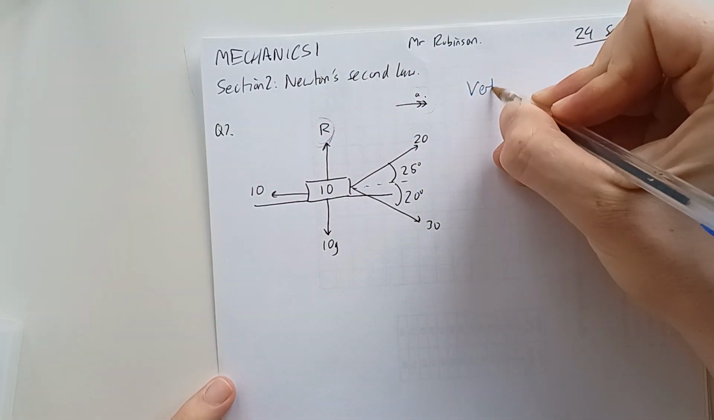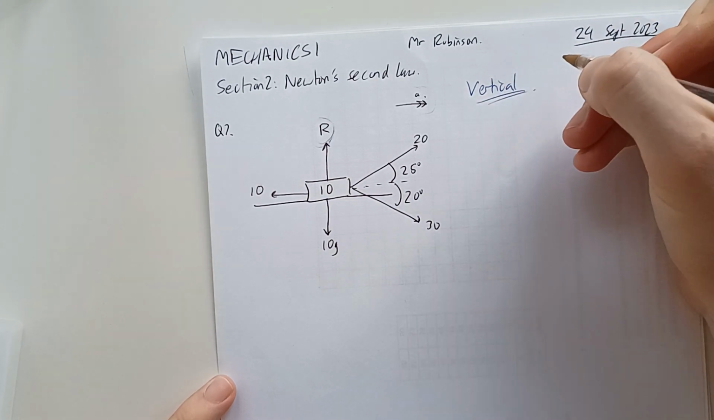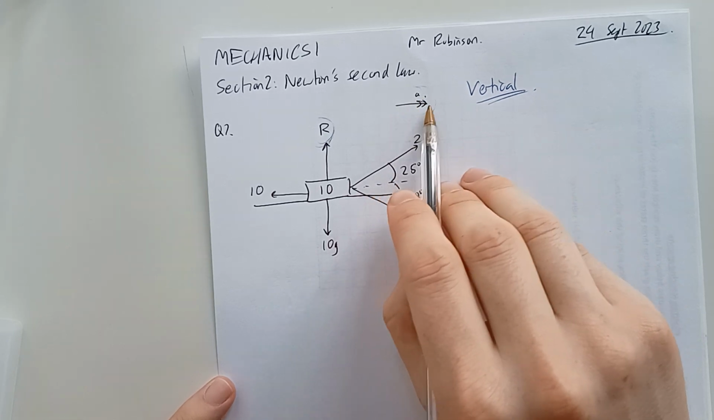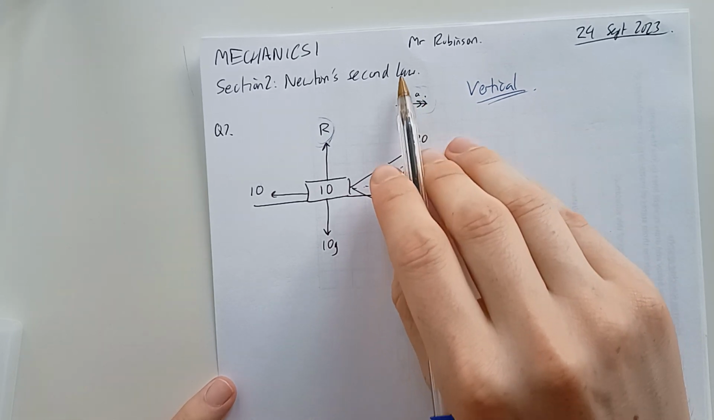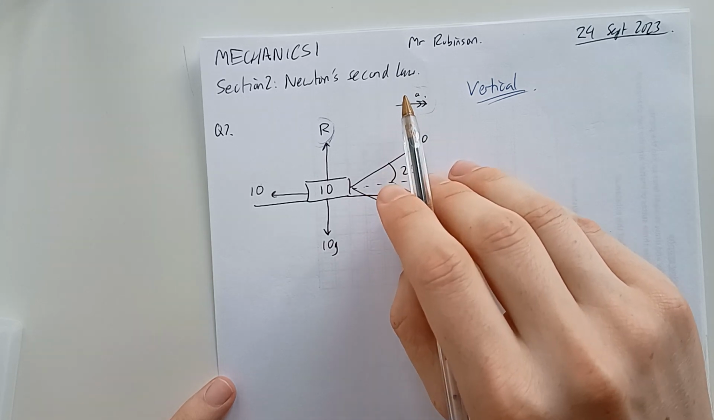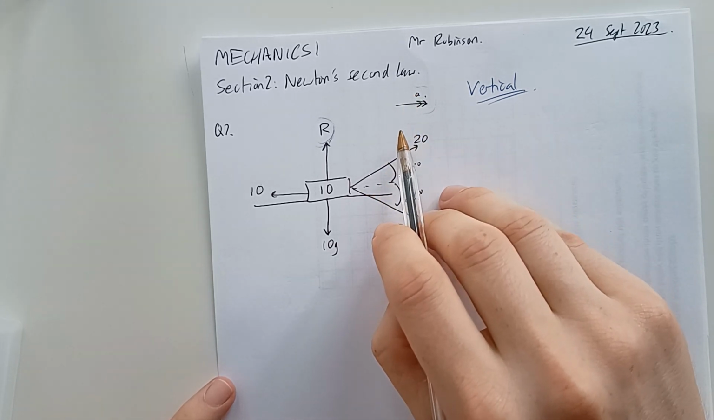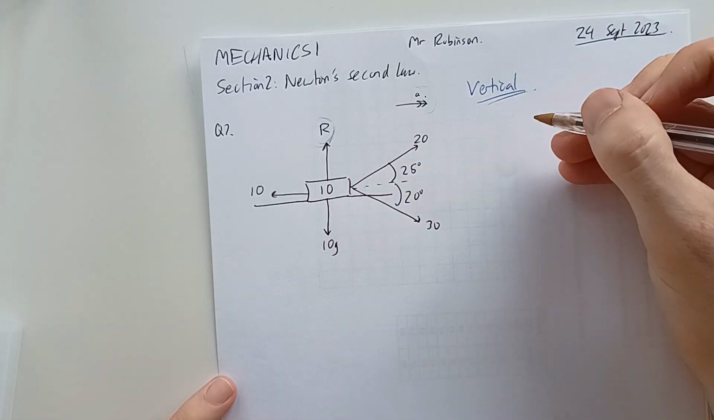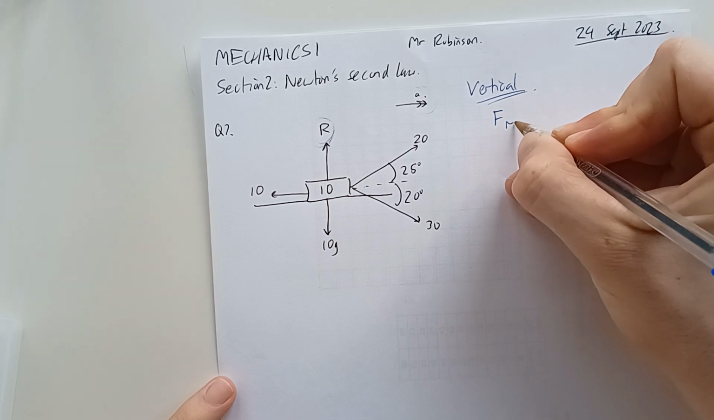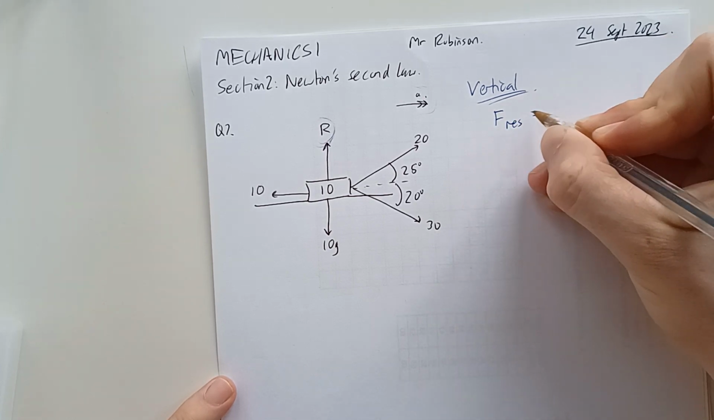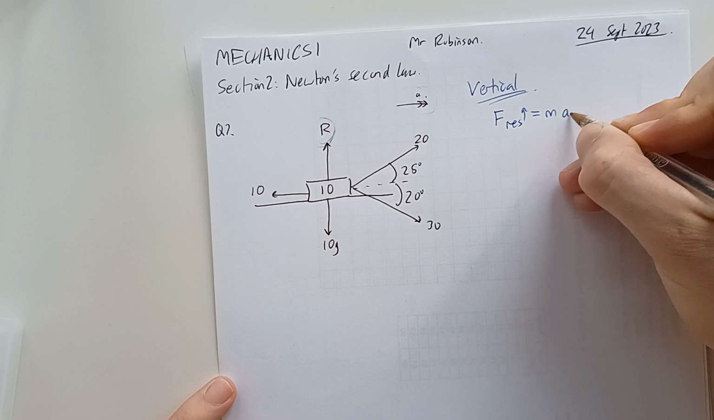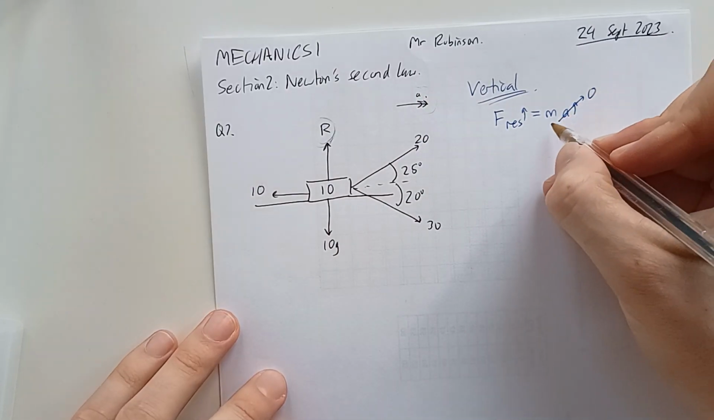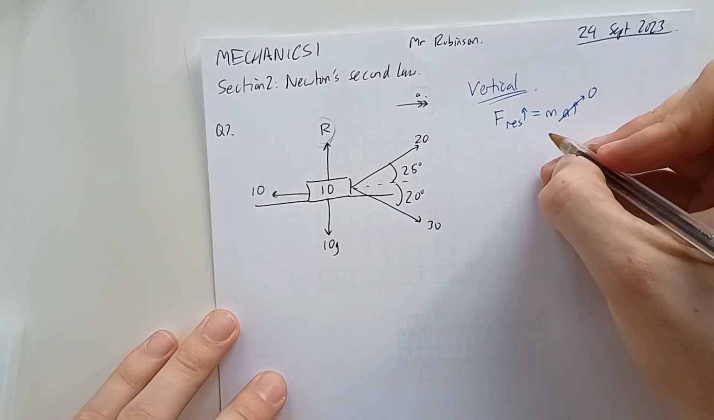So, vertical. Given the acceleration is to the right and is horizontal, that means it has no vertical component. That means there's no vertical acceleration. That means that the resultant force vertically is 0. So I could write F res equal vertically upwards equals mass times acceleration vertically upwards, but acceleration vertically upwards is 0. And so now we have F res is equal to 0.